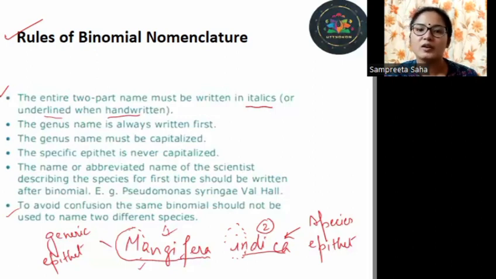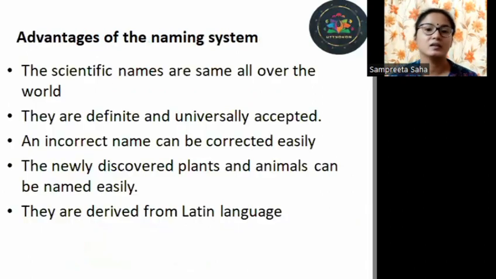So what is the point of having a scientific name? Everybody understands what mango is, but why are we using a scientific name? So there are some advantages of the naming system, and that is why we are using this naming system to name the different organisms. So the first advantage is the scientific names are same all over the world.